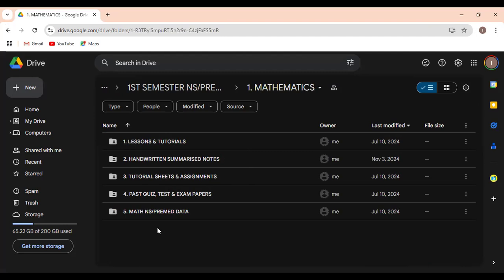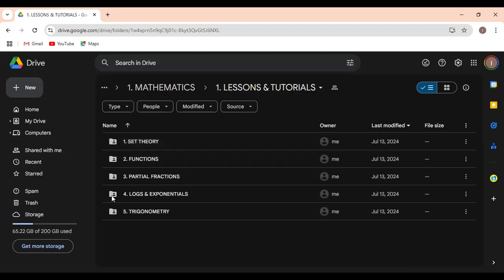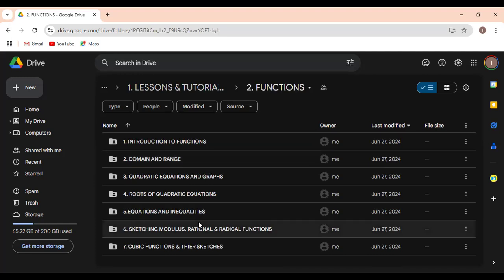Innocent, you raised your hand, you can ask. Summarized notes, tutorials, same format. So make sure you utilize this drive here, because it has a lot of materials. You have those topics there. If you go to functions, we have a lot: quadratic equations, cubic, sketches, whatever you want to learn. All right, so I wanted to show you that before I end the class.